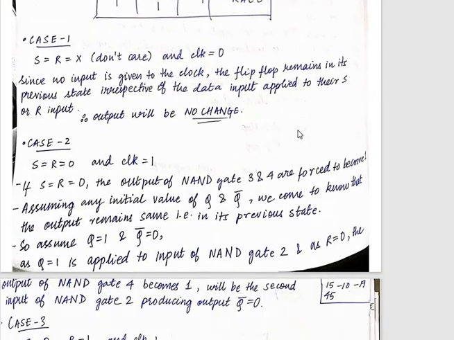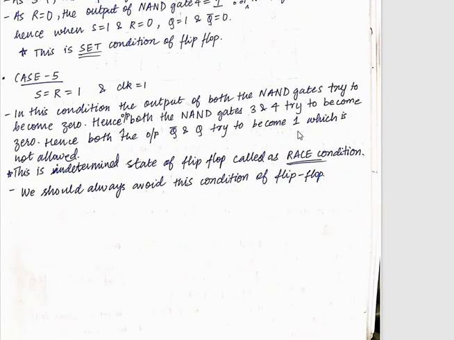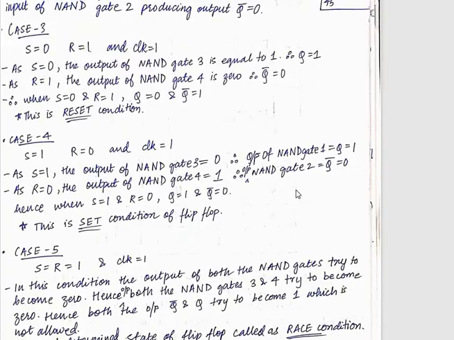So this condition is called a race condition. That means both NAND gates 3 and 4 try to become 0. Hence both the outputs Q and Q bar try to become 1, which is not allowed. This is the indeterminate state of the flip-flop and is also called a race condition. We should always avoid this type of condition in the flip-flop.